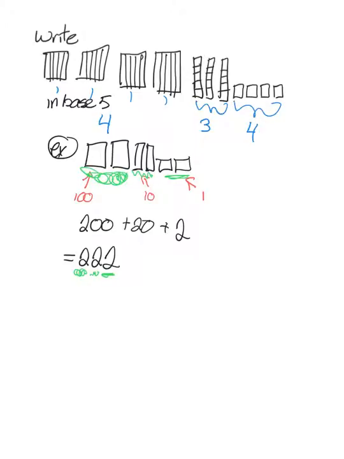So therefore, if we were to write this as if we were to have our 200s, 2 2s, and 2 1s, writing this number in base 5 would equal our solutions down here. Our solution would be 434 in base 5.